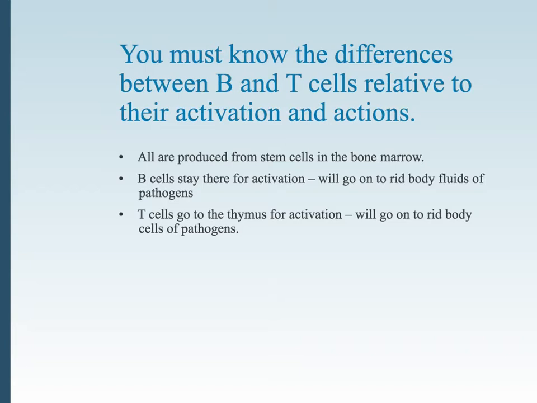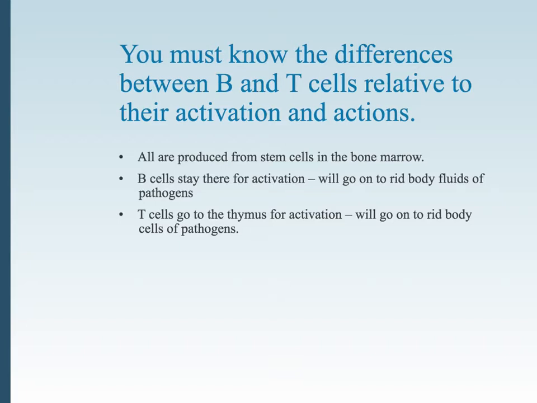All right, so now we're going to move into your acquired or adaptive immune response, and so that's going to involve the B cells and the T cells. All of them are produced from stem cells, adult stem cells in your bone marrow. The B cells stay there for activation, whereas the T cells go to the thymus. The B cells will go on to rid body fluids of pathogens. The T cells will go on to rid body cells of pathogens.